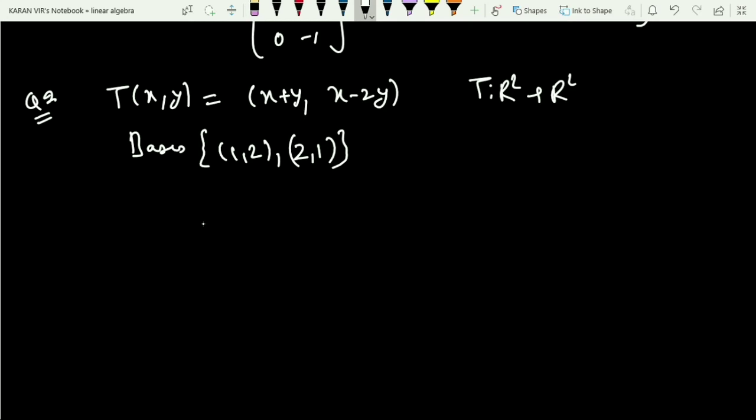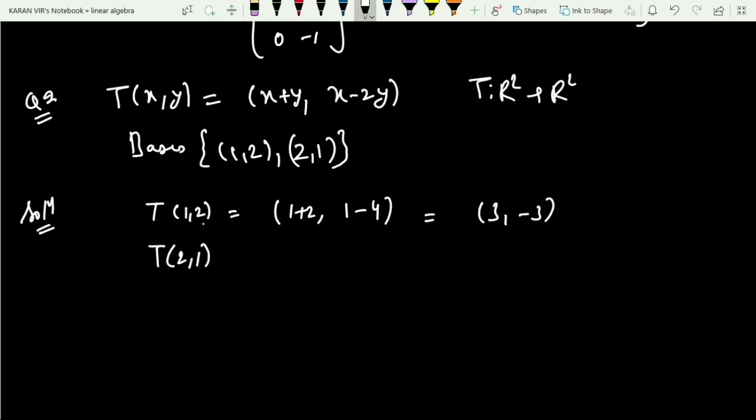And again we have to find the matrix representation. So let us solve this. So the same strategy: we'll be calculating T of (1, 2), so this will be (1 plus 2, 1 minus 2 into 2), right. So this is nothing but (3, minus 3), correct. Now calculate T of (2, 1), so this will be (2 plus 1, 2 minus 2 into 1), correct. So this will be (3, 0).